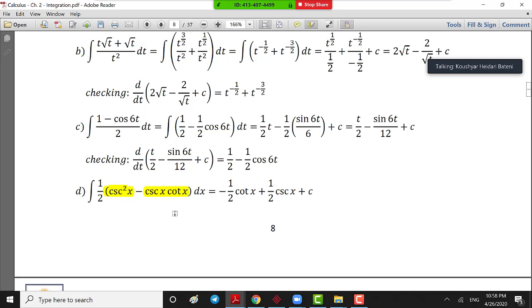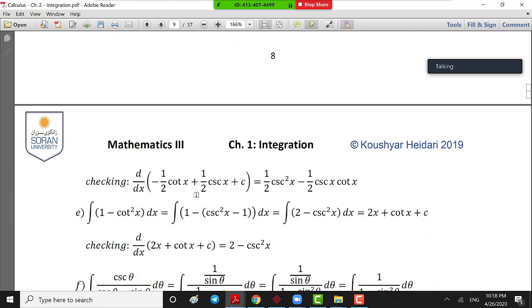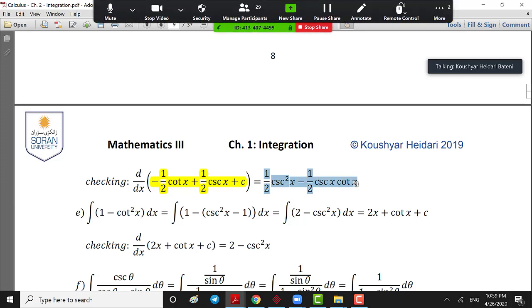So if you use that table for antiderivatives, you're going to get this. And you have to check the result of the integration by calculating its derivative. The derivative of the result of the integration, as we see, is the same as the integrand.